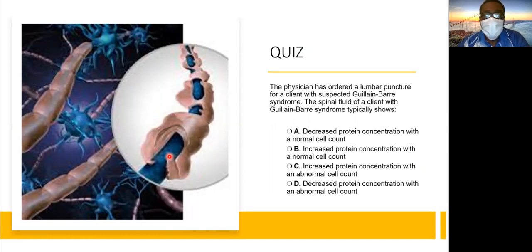Physiotherapy could also help. So our correct answer would be B. The spinal fluid of a client with GB has an increased protein concentration with normal or near normal cell counts. Answers C, A, and D are incorrect statements, so they are wrong.